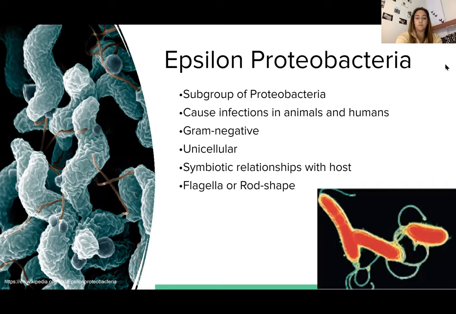Epsilon proteobacteria is a subgroup of proteobacteria. The epsilon proteobacteria is a group known for its pathogenic bacteria. This bacteria causes illness in animals as well as humans. Epsilon proteobacteria are unicellular, gram-negative organisms. Because these organisms are pathogenic, most of the relationships with their hosts are symbiotic, and their structure is composed of flagella or rod shape.